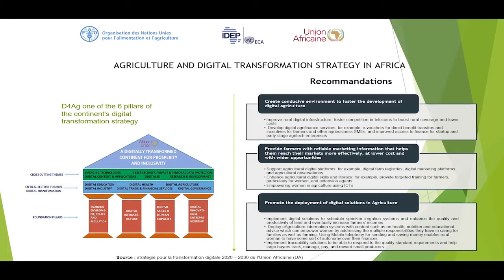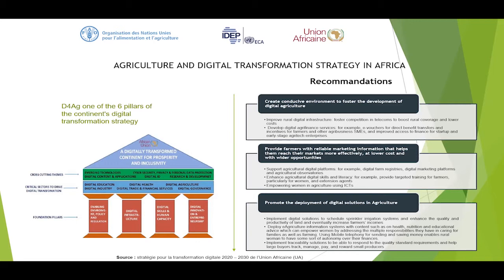So how is this going to be done? How are farmers going to be enabled to receive this market information? One is by supporting agricultural platforms, for example, digital farmer registries, digital marketing platforms, and agricultural observatories, which is very critical. So that there is a database, but also a community of practice.